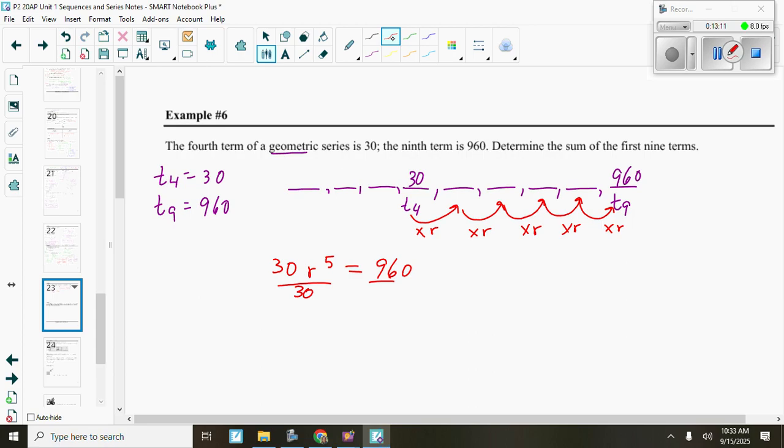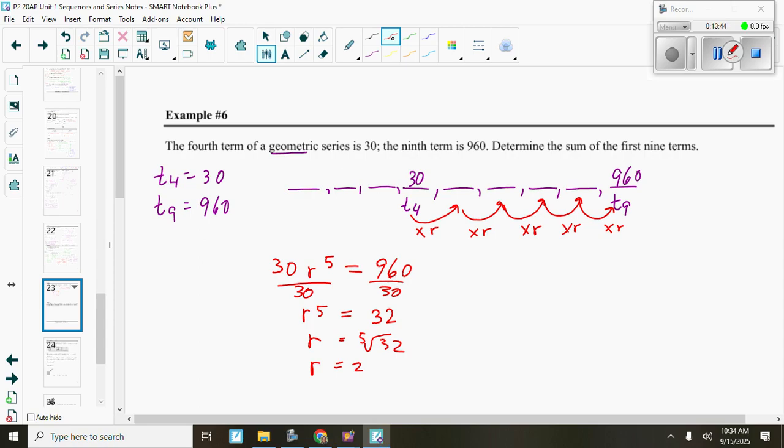Okay, we can divide both sides by 30. R to the power 5 is equal to 32. Okay, you take the 5th root. R is equal to the 5th root of 32. Okay, and R is equal to 2. Okay, so that helped us to figure out what R is, but it says determine the sum of the first 9 terms.